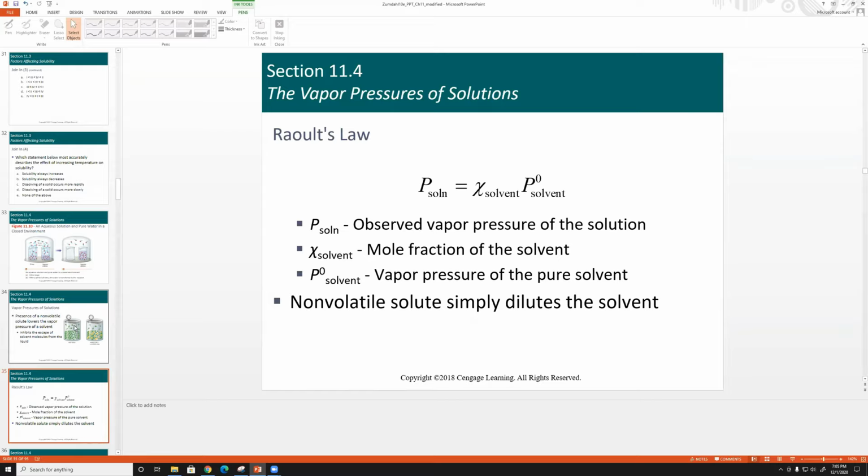I don't know if that made any sense, but just to say it differently, let's say we have something more volatile, like acetone. The partial pressure of the solvent is, let's say, 0.5. If you have a solution, it doesn't matter what it is, let's just say it's 0.5.